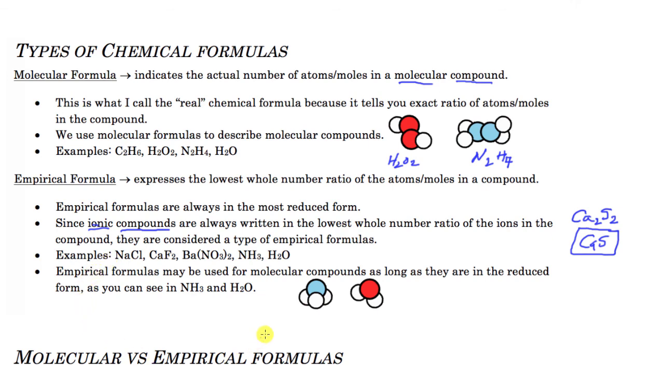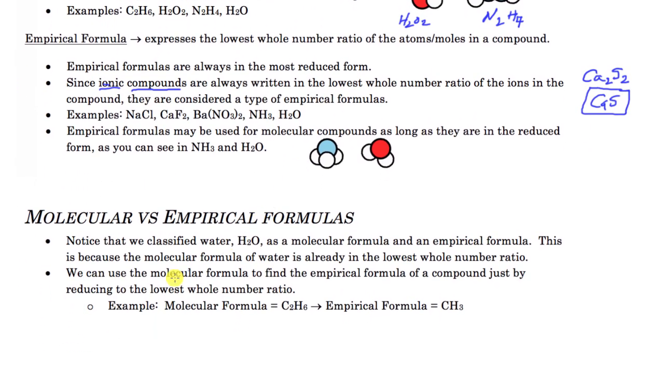But molecules can actually be written in their empirical formula as well. Things like water, the example that I have here is water in both empirical and molecular, because this is a molecule, but it happens to be in its lowest whole number ratio. So molecular formulas can also be empirical formulas if we're talking about molecules that are in their lowest whole number ratio. But ionic compounds can never be molecular formulas.